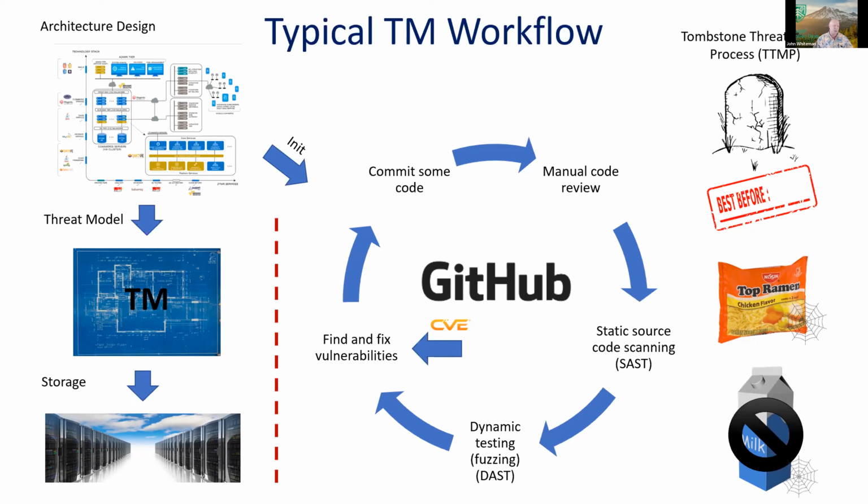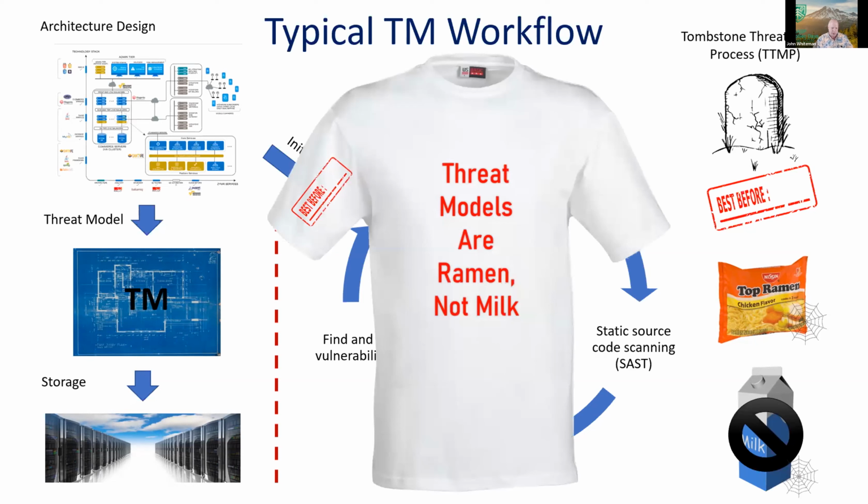So if anything, when you walk away from this presentation today and somebody asks you at that John Squared meeting or presentation, what did you learn from there? What we've learned is that threat models are ramen and not milk. And I think we should, John, create swag for this. I just thought of that.